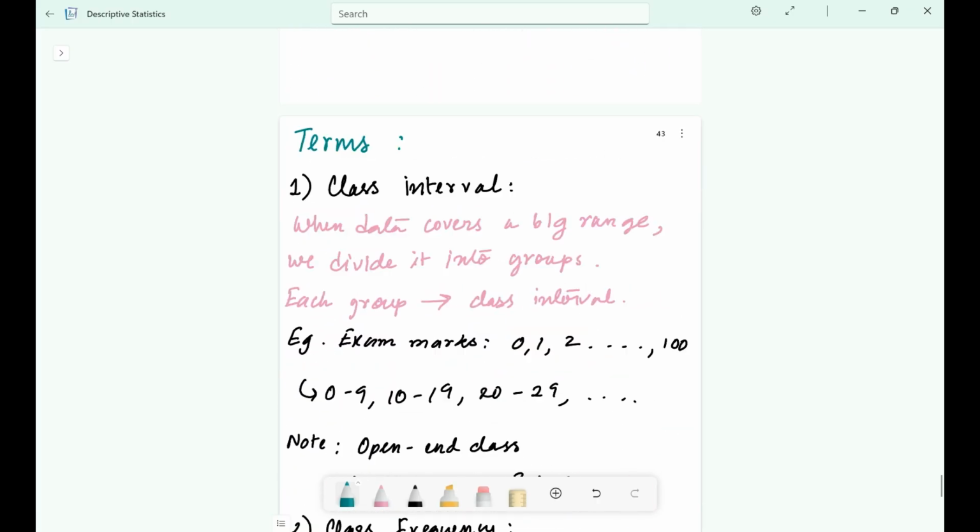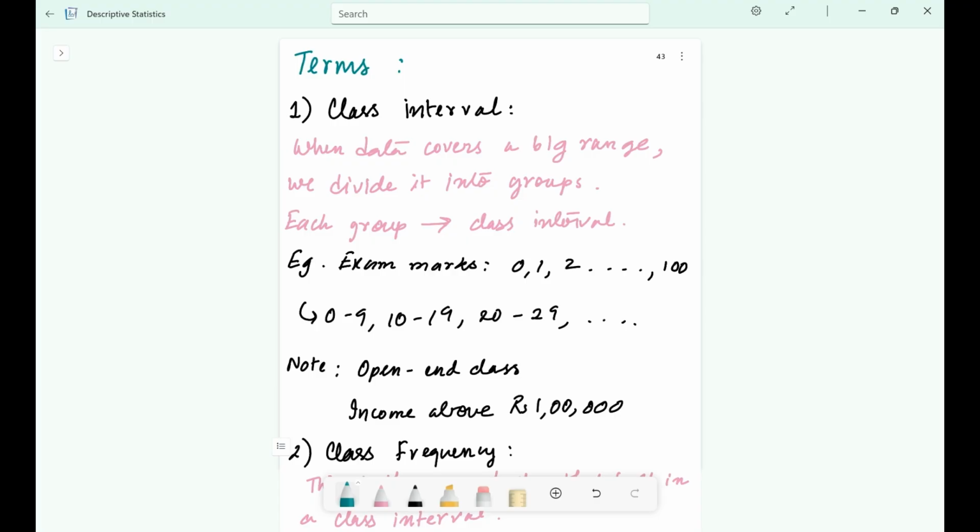Now we will come to the terms associated with frequency distribution. First, let's see class interval. What is class interval? When data covers a big range, we divide it into groups. Each group is called a class interval. For example, for exam marks, instead of writing 0, 1, 2, all the way to 100, we use intervals like 0 to 9, 10 to 19, 20 to 29, and so on.